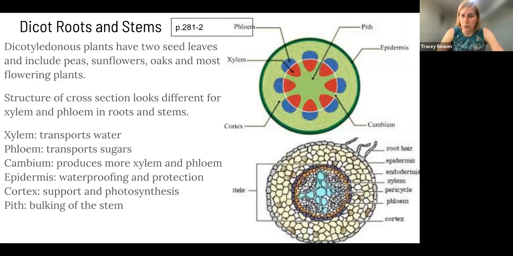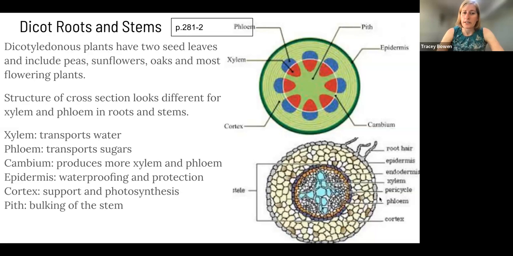So these smaller holes around the xylem are the phloem. Then there's the cambium, and the cambium produces more xylem and phloem. So this is actually stem cell tissue that's going to grow to create more xylem and phloem tissue. The epidermis, which provides waterproofing and protection. So that's the outside edge here, and it would be the outside edge here also.